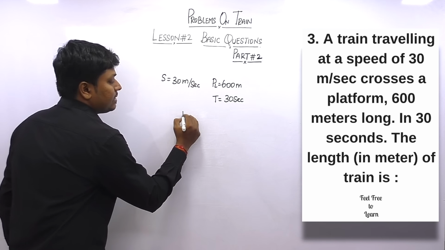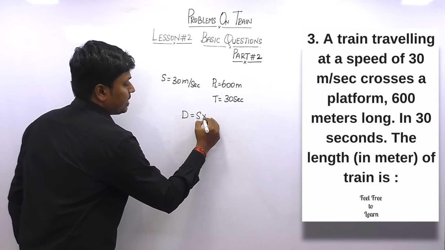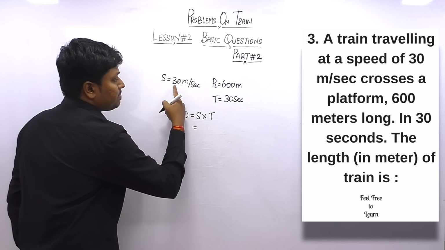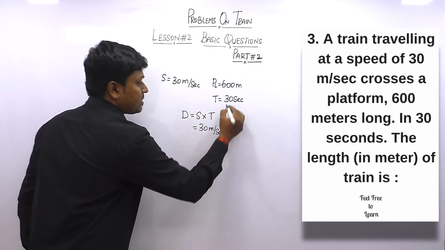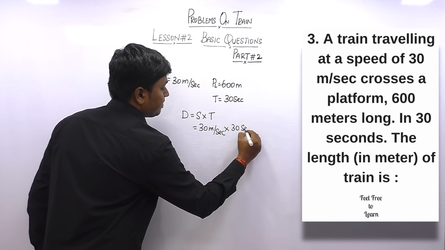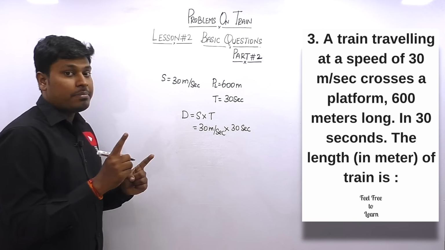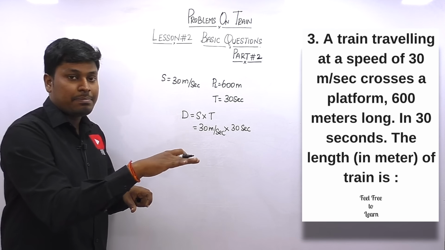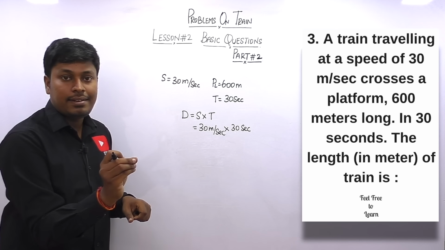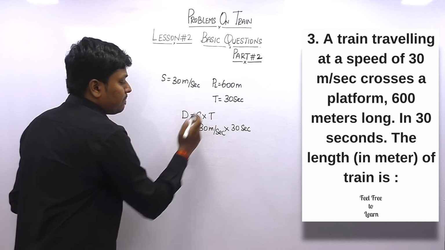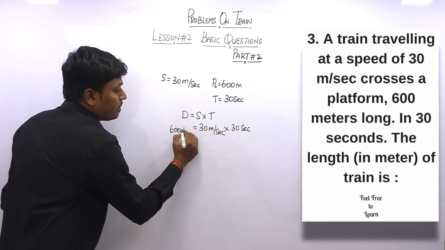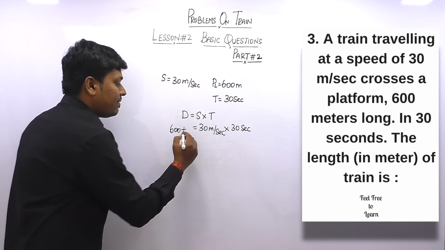So listen carefully. Distance is equal to speed into time. Got it? We know the speed. Speed will be 30 meter per second. And also time is directly given, which is 30 seconds. So next is distance. Remember that if a train crosses a platform, then the distance traveled by the train will be length of the train plus length of the platform. We know the length of the platform is 600 meter. But we don't know the length of the train. So let me keep it as x.